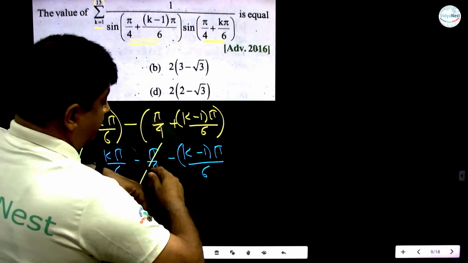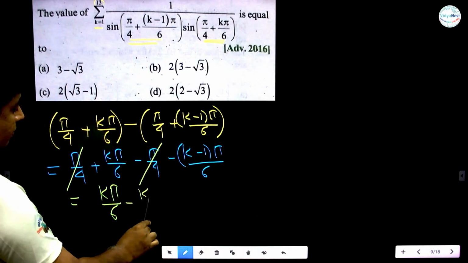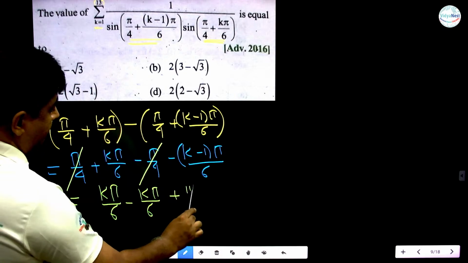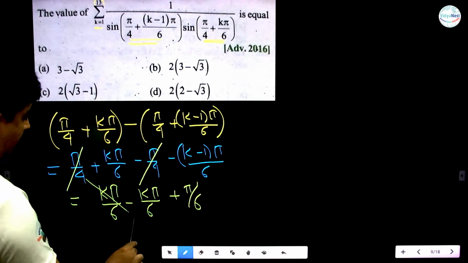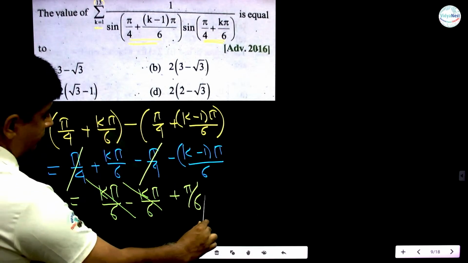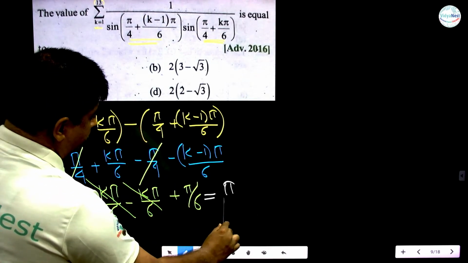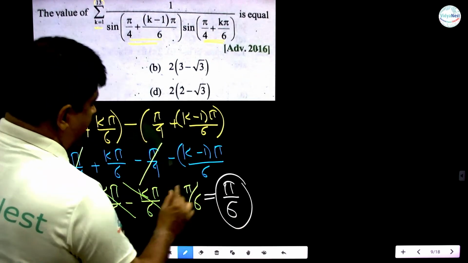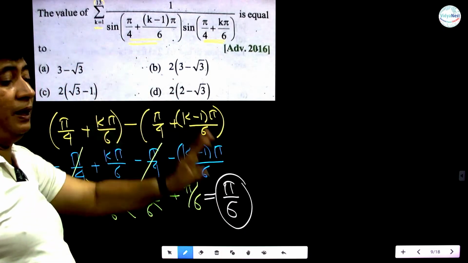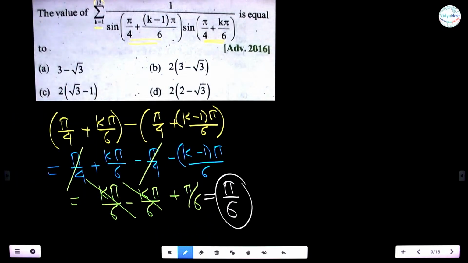ये टर्म कैंसिल हो गया, इसको भी तोड़ो, रिमूव द ब्रैकेट, माइनस माइनस प्लस, सो ये भी कैंसिल हो गया एंड एट द एंड I will get the difference of two angles of two sine ratio is pi by 6. Yes or no? Yes, sir. Now, how to proceed?